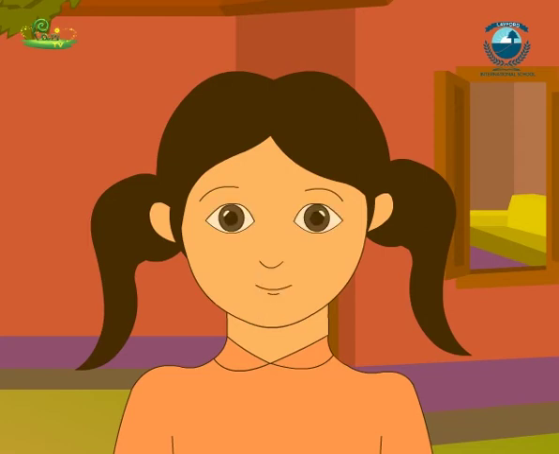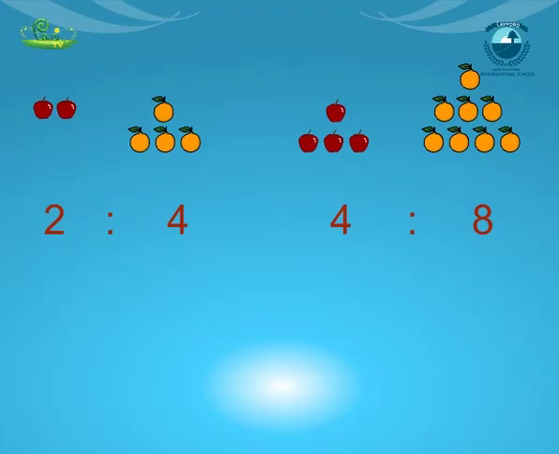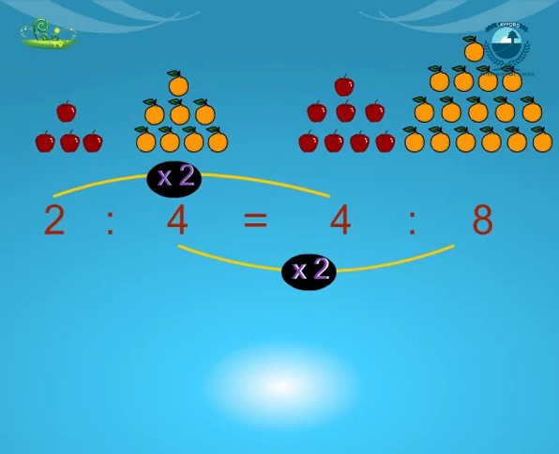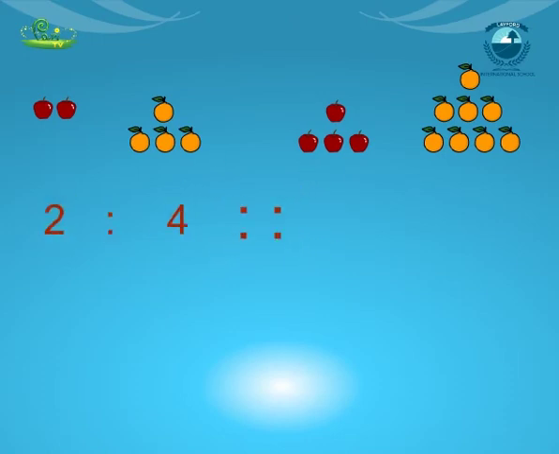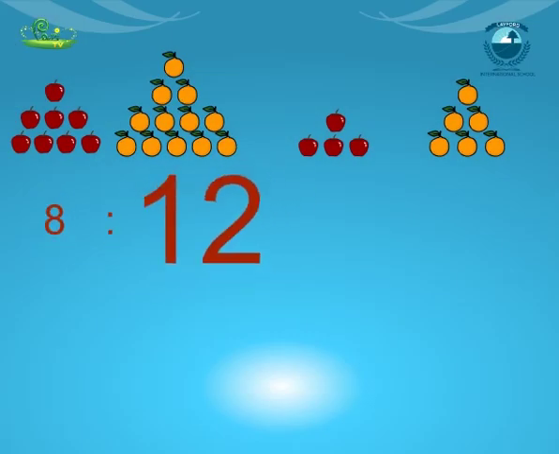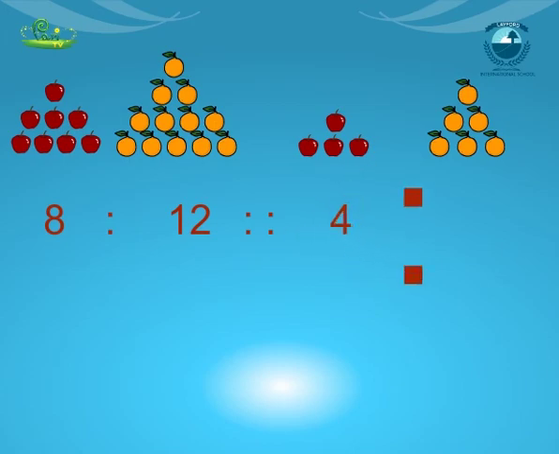So we say if two ratios are equal, then they are in proportion. We use the symbol proportionate or equal to. In proportion, two quantities can be increased or decreased in same ratio. For example, we can increase something by doubling it or we can decrease something by halving it. For example, 2:4 is proportionate to 4:8 and 8:12 is proportionate to 4:6.